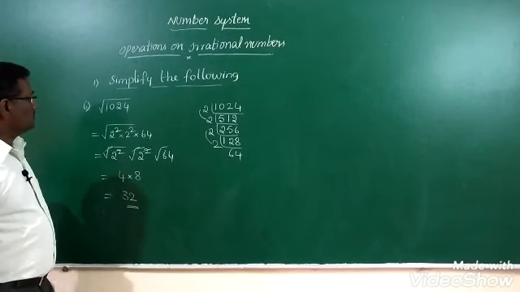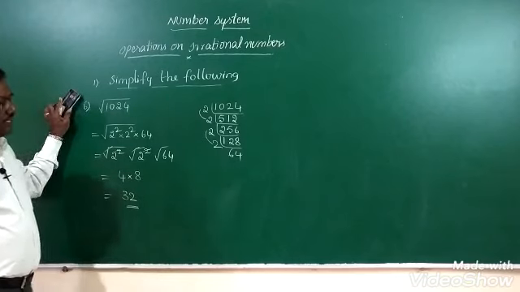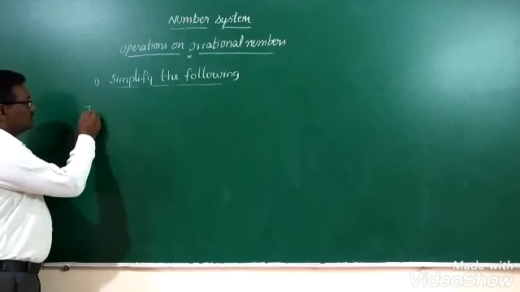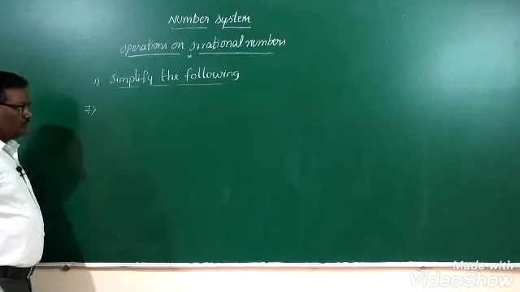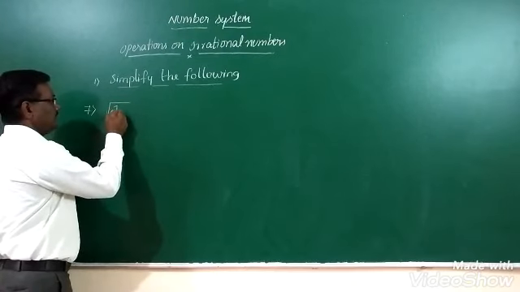In this process, we have to solve some more problems. Is it clear now? Right. So now, seventh problem: root 75.